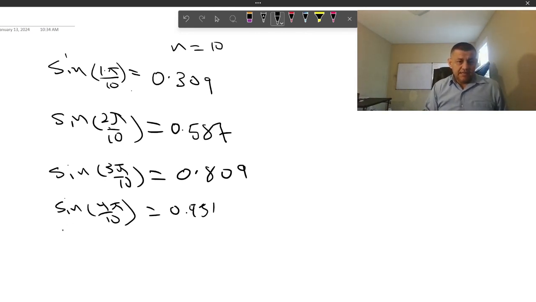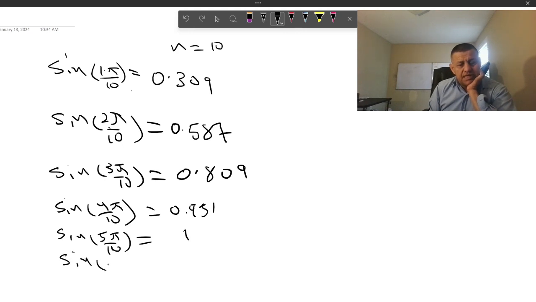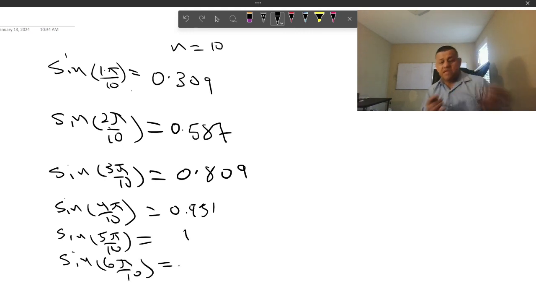And sine of 5 pi over 10, and that is going to be equal to, which is basically a half pi, right? So technically, normally that is 1. So that is equal to 1, and then sine of 6 pi over 10 is going to be equal to what?